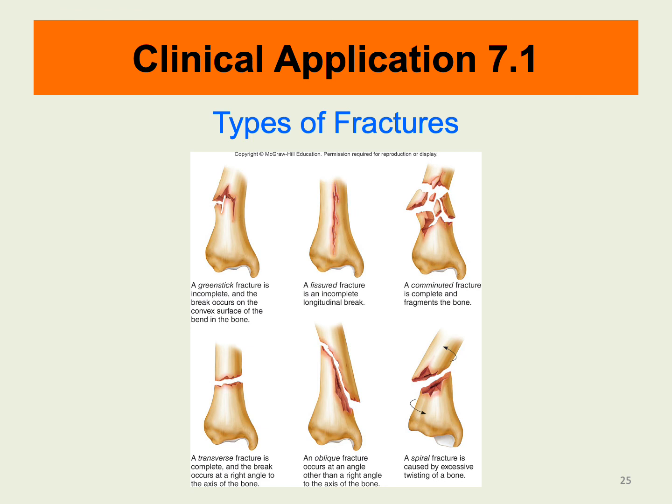And comminuted fracture is complete and fragments the bone, and that happens either by a huge impact trauma or gunshot. You see, the transverse fracture is complete. The break occurs at the right angle to the axis of the bone. An oblique fracture occurs at an angle other than the right angle to the axis of the bone. And the spiral fracture is caused by excessive twisting of a bone.